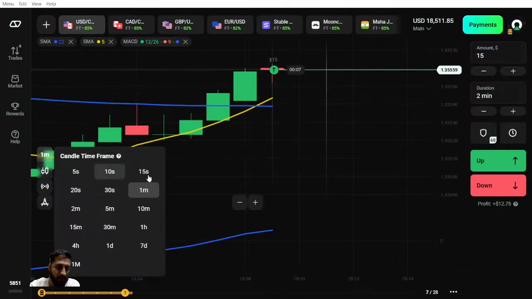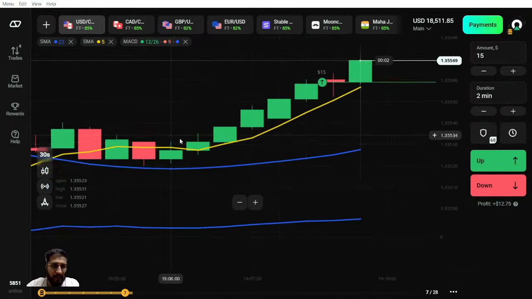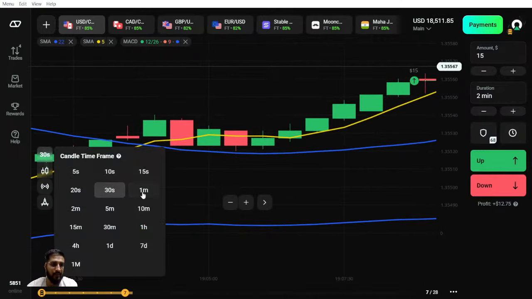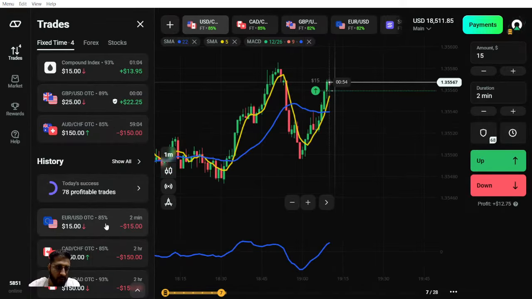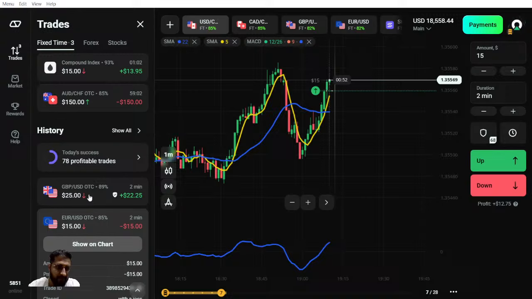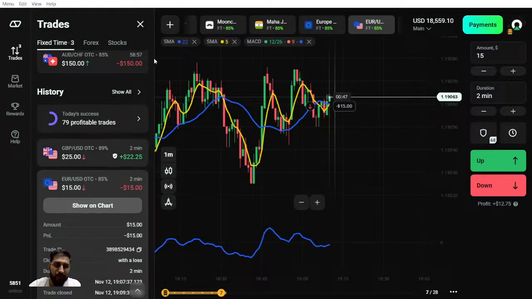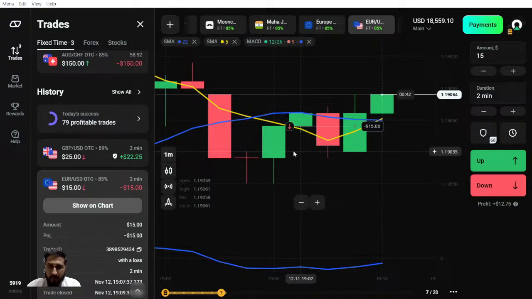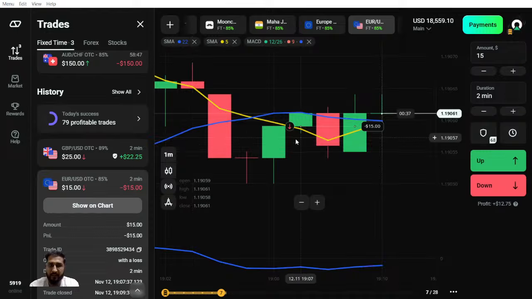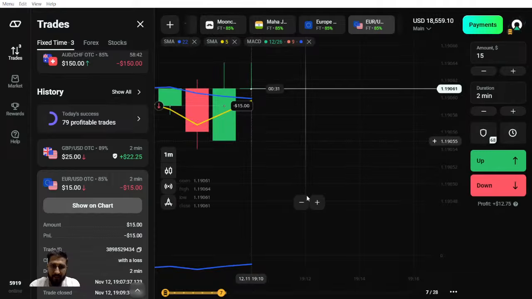Let me analyze it for 30 seconds also. Okay, what exactly is the 30 second chart stating? No, it is showing something different. We have a few trades in the pipeline. One EUR/USD OTC went negative and GBP/USD OTC went positive. Let's have a look at EUR/USD OTC. What exactly happened? We opened a trade downward, but the market recovered and started moving in the upward direction. No worries, we can try to grab another opportunity.